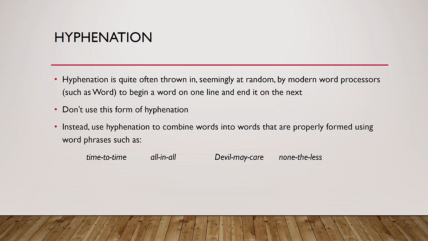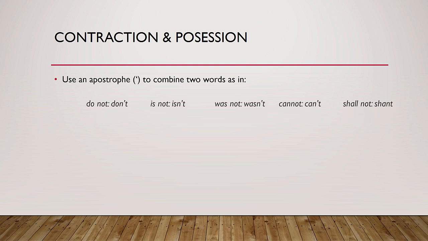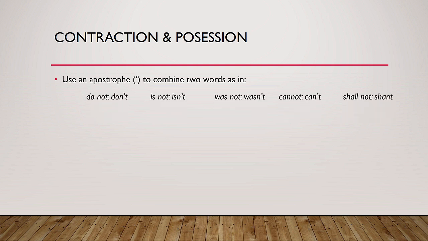The next thing I'd like to talk with you about is contraction and possession. Now, both of these are achieved through the apostrophe, which removes a space, which is why we're talking about it in spacing. Let's take a look at it. You use an apostrophe to combine two words, as in, do not becomes don't, or D-O-N apostrophe T. Is not becomes isn't. Was not becomes wasn't. Cannot becomes can't, and shall not becomes shan't. Notice there you don't even have the apostrophe.